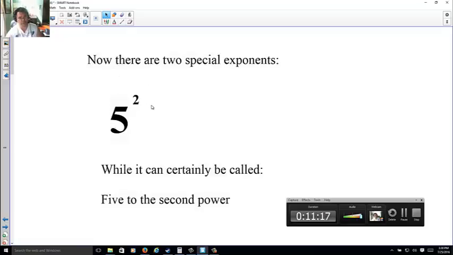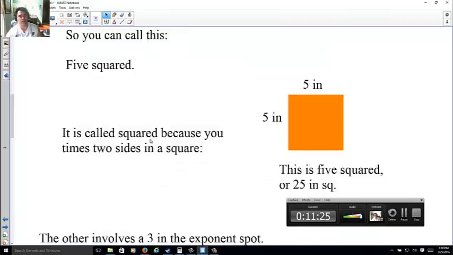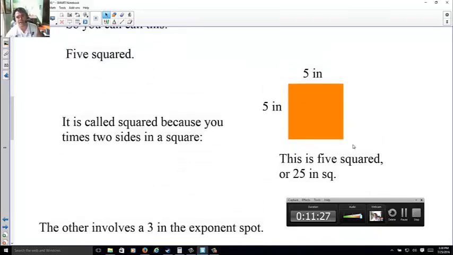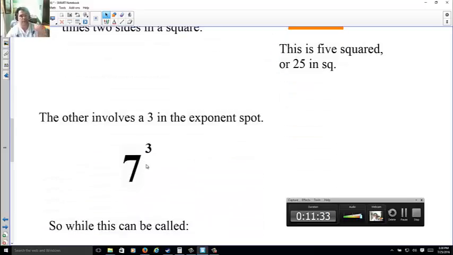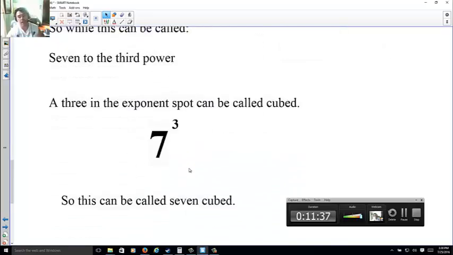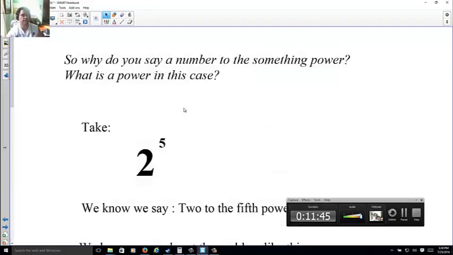Now, if there's a 2 in the corner, you can call it 5 to the 2nd power or 5 squared. So anytime you hear me say square from now on, that's what it means. And why is it square? Because on a square, there are 2 sides you multiply, thus the word squared. Now, if you have a thing to the 3rd power, you can call it to the 3rd power or call it cubed. And the reason why you can call it cubed is because you measure 3 exact same sides when you are trying to find the volume of a cube.